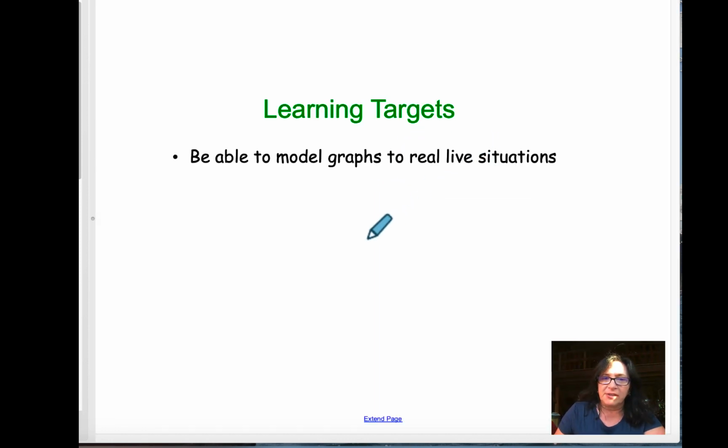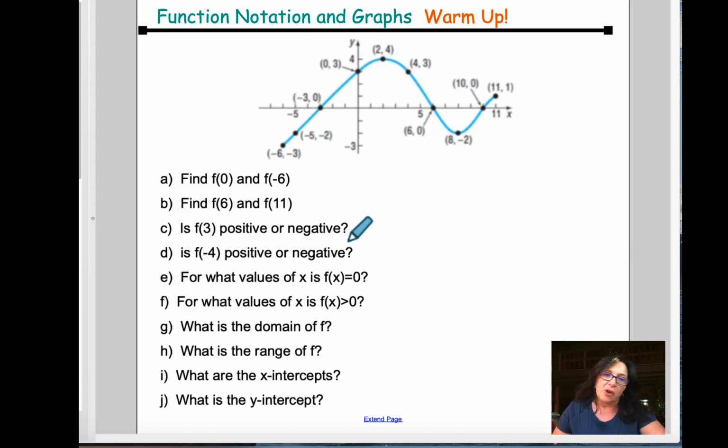So our learning targets are being able to model graphs to real life situations. First we're going to start off with a warm-up and we're going to talk about function notation and graphs.